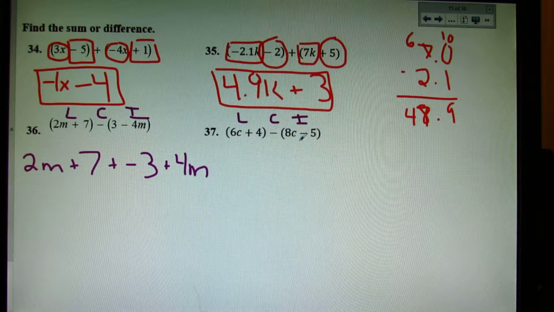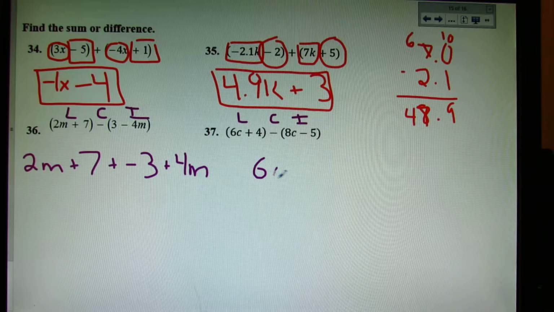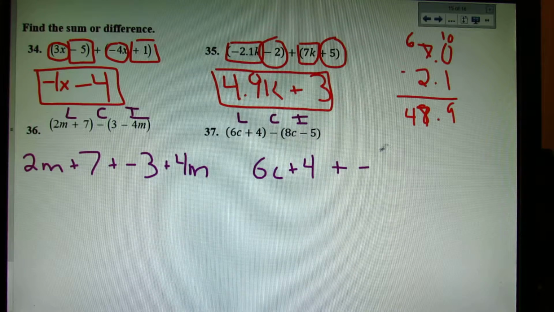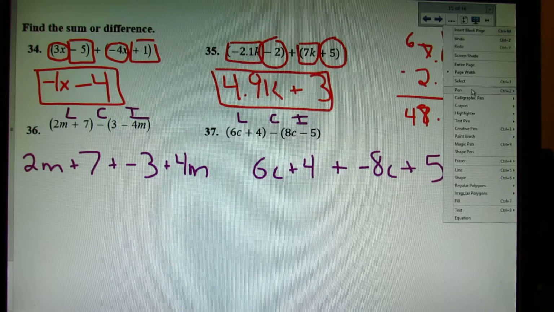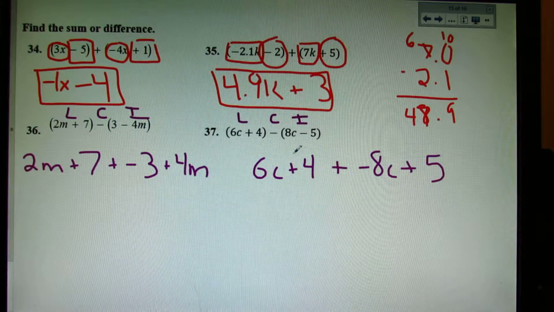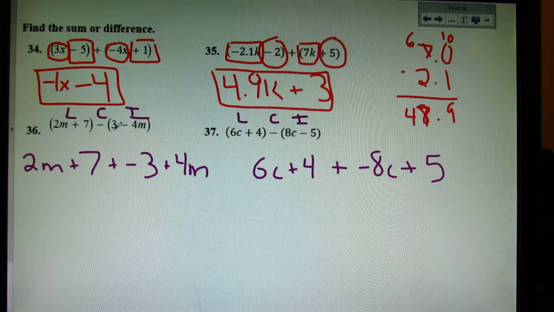I'm going to do this one while I'm at it. I'm going to leave 6c plus 4, change it to a plus sign, change 8c to negative 8c, change negative 5 to plus 5. So far, so good. Again, one of the most common mistakes is not changing the first term. We see this sign because it's very obvious, negative 4 plus 4. But this positive 3 kind of gets left out. Make sure you're changing it to negative 3. And make sure you're changing positive 8 to negative 8.